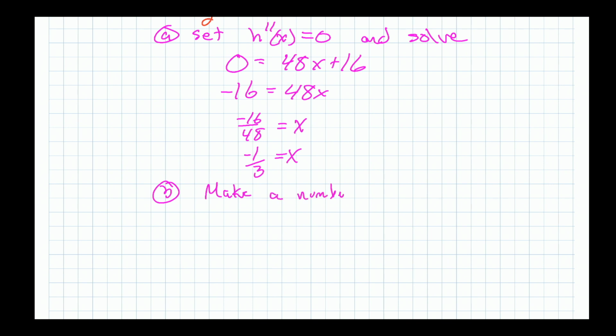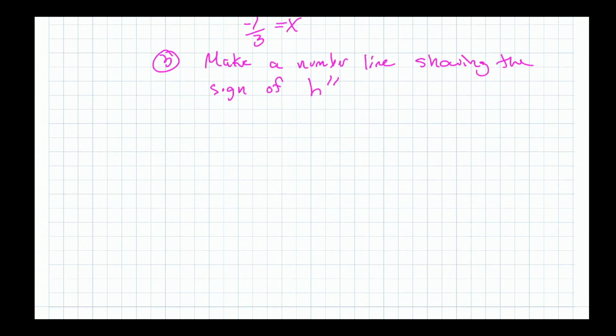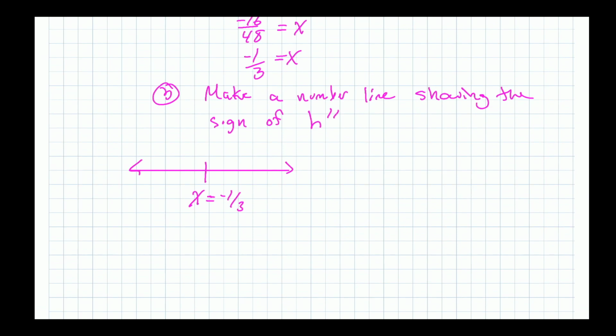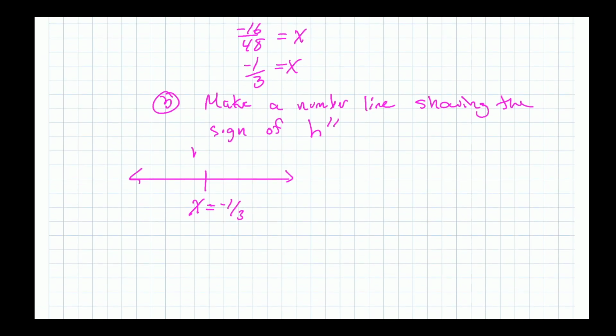Number line showing the sign of, in this case, h double prime. Well, now I mixed up where I was saying f versus h. Oh well. All right, so you make a number line. We put x equals negative 1/3 on there. What's special about that point is that h double prime is equal to 0.